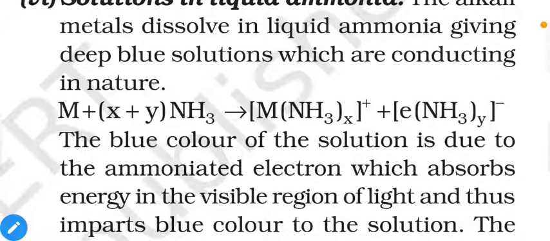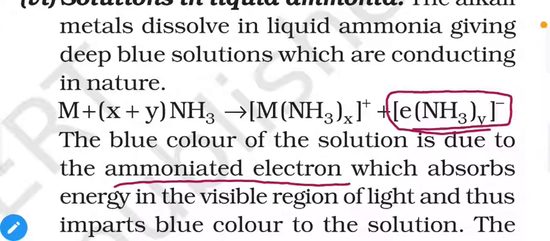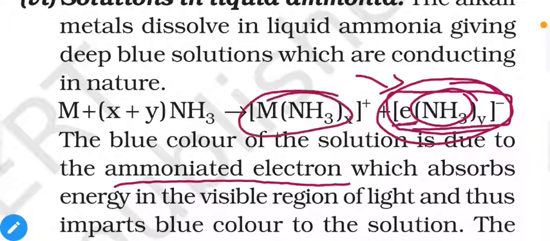The blue color of solution is due to the ammoniated electron, which absorbs energy in the visible region of light and thus imparts blue color to the solution. So as we can see in the product, we have this compound which is represented as the ammoniated electron, that means electron with ammonia. This compound is common for all of the alkali metals, and color is because of this compound, not because of the metal compound actually. So because of this compound, which is produced by each and every alkali metal, all of them give the same color.